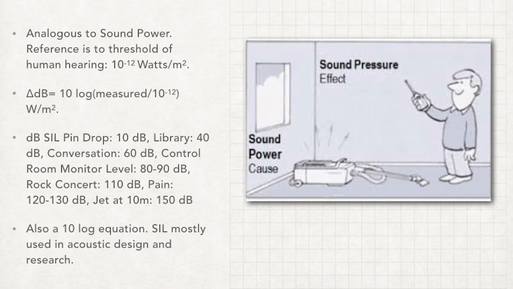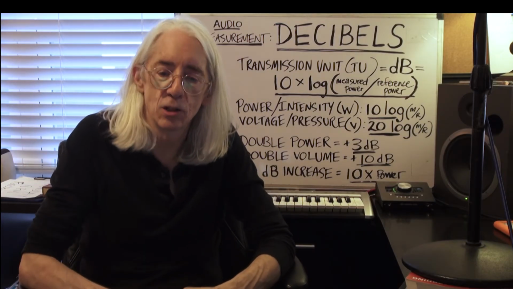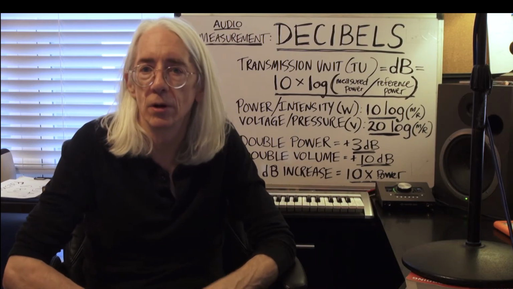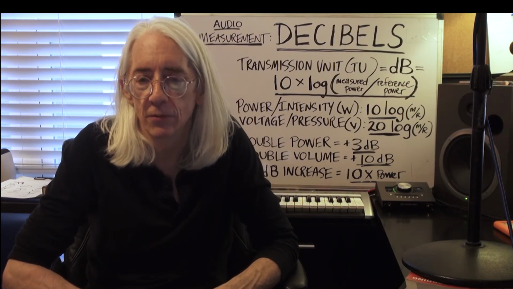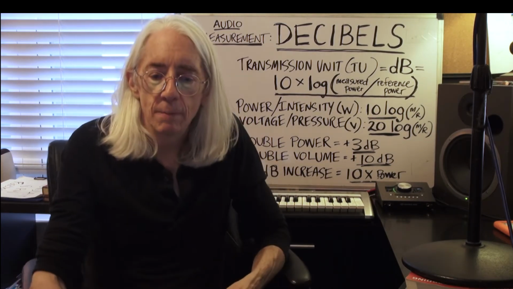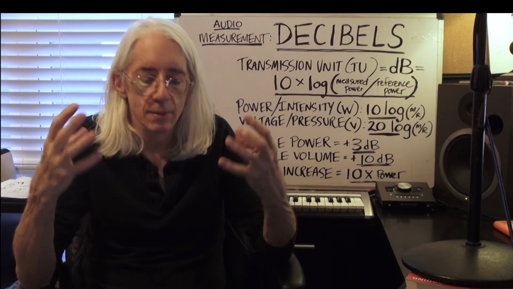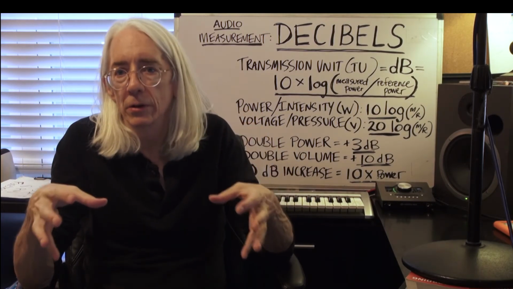And then a jet at full blast at 10 meters away would be 150 dB. That would actually be 100 watts per meter squared, and you don't want to do that to yourself. You will not be able to hear anything. You just don't do it. We'll talk a little bit about sound pressure level, because when we're talking about dBs, a lot of times this is what we really are talking about.